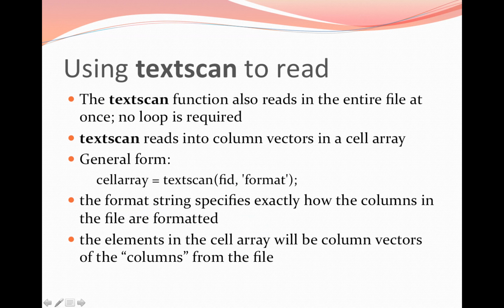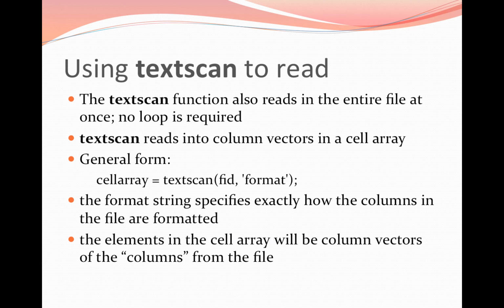Another function that we can use to read from a file in MATLAB is called the textscan function. The textscan function, much like fscanf, also reads the entire file at once, so again we don't need any loop. What textscan does is it reads into column vectors, and it stores the column vectors in a cell array. The general form is when you call the textscan function, you pass the file identifier. So again, we're assuming that we've already opened the file and we have the file identifier. And you specify a format string, much like fscanf. The results are stored in a cell array.